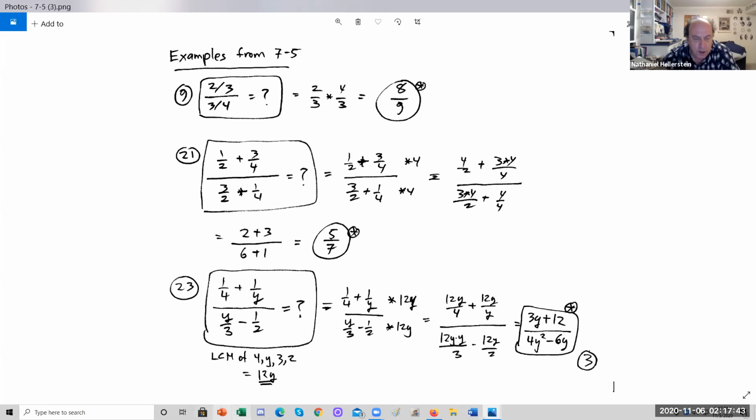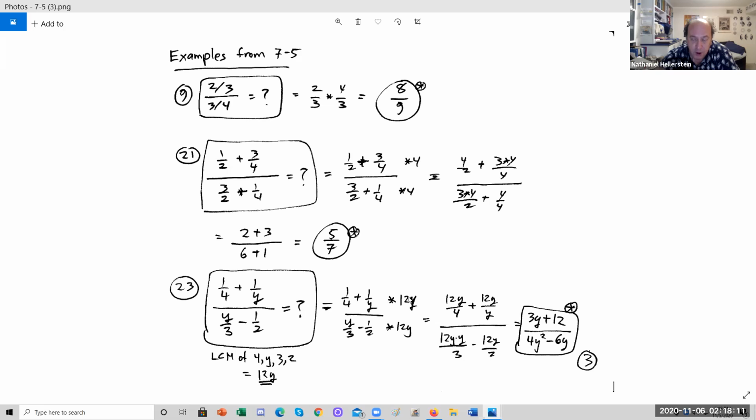Here we have 1/4 plus 1 over y plus y over 3, all that over y over 3 minus a half. The inner denominators are 4, y, 3, and 2. We need the least common multiple, a common multiple of all of them that's as small as possible, of 4, y, 3, and 2. What works is 12y. 4 goes into it, y goes into it, 3 goes into it, 2 goes into it.